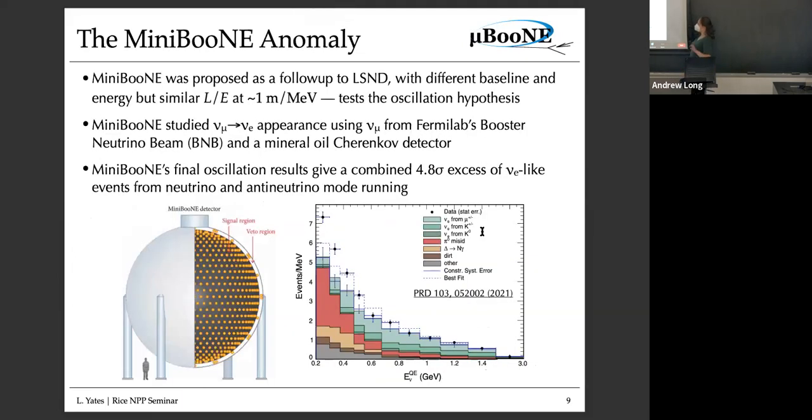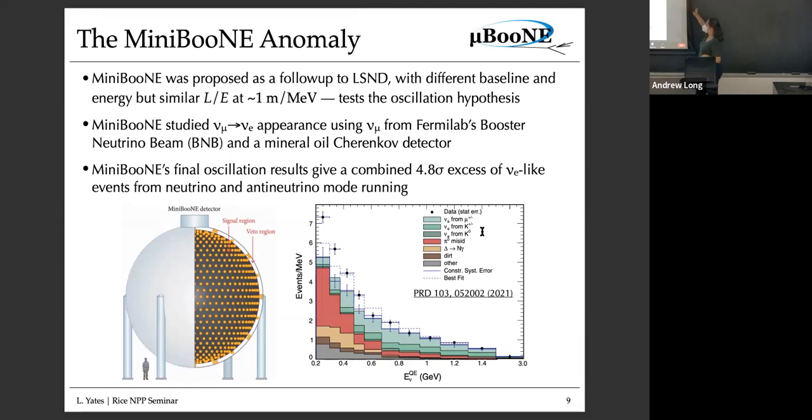So the next experiment I'll talk about is MiniBooNE here. This is the predecessor to MicroBooNE, if you will. So MiniBooNE itself was a follow-up to LSND. So it was trying to probe this oscillation hypothesis for the LSND excess by using the same L over E, so exploring the same oscillation parameters, but otherwise a pretty different experimental setup. So much higher energies, the beam peaks around 500, 600, 700, 800 MeV, and then a correspondingly longer L, to end up at a similar L over E, about 1 meter per MeV.